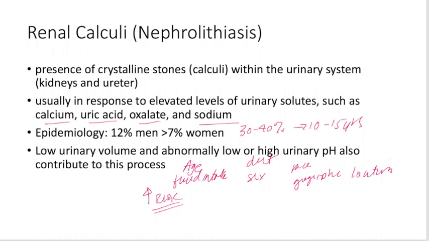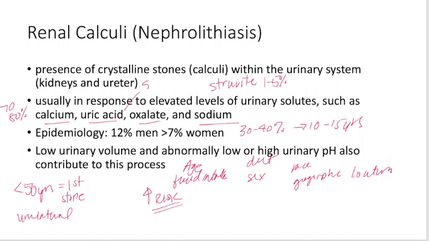Most people will develop their first stone before age 50 years. Most kidney stones are unilateral. So the most common types are calcium oxalate, struvite, 1 to 5%. And we have uric acid, which accounts for 5 to 10%.